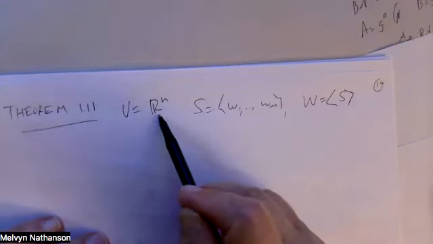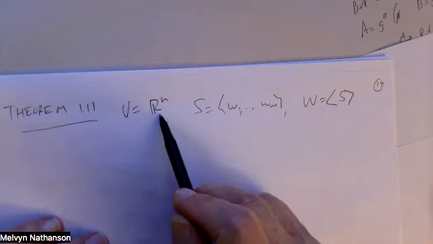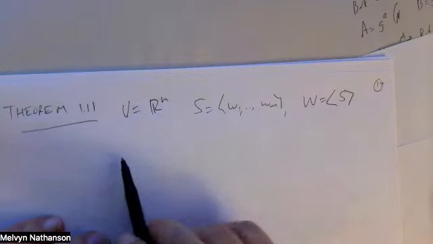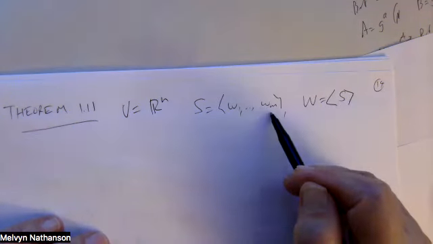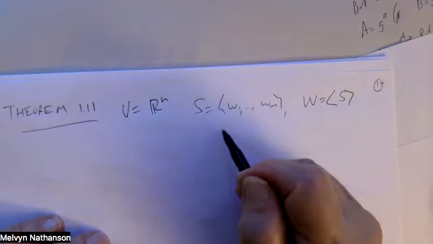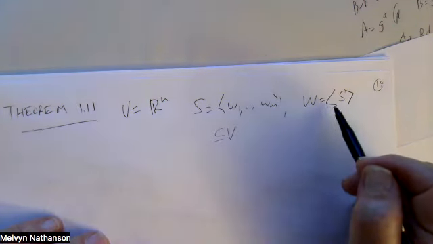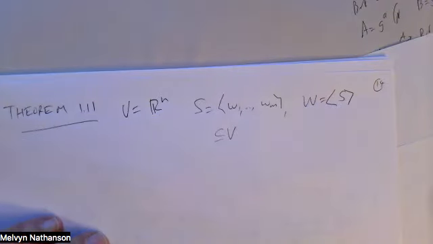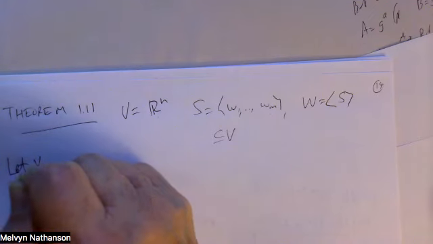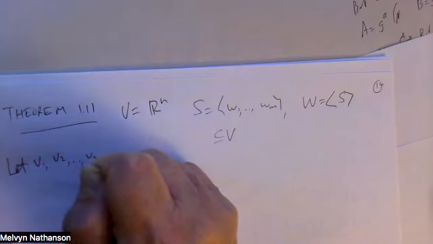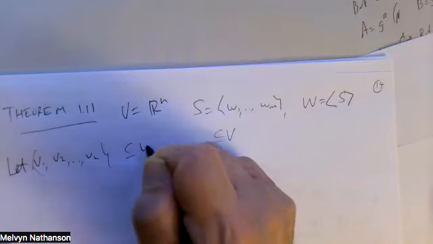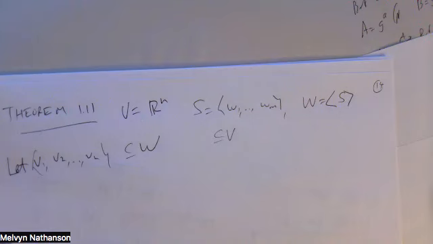So V is the vector space Rn. This is the set of all n-dimensional column vectors. S is a finite subset of V containing m vectors, and it generates the subspace W. Let V1, V2 up to Vn be vectors in W, or a sequence of vectors in W.